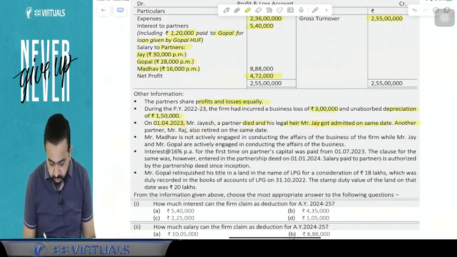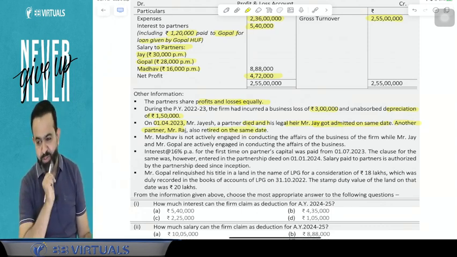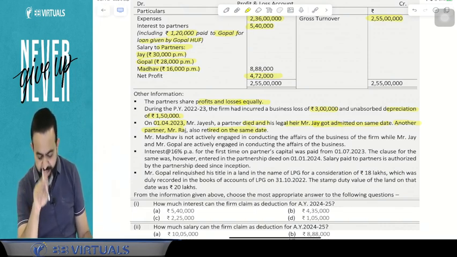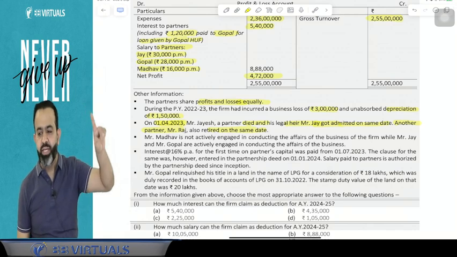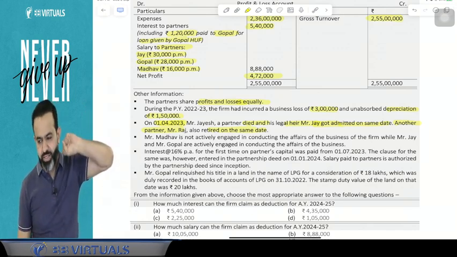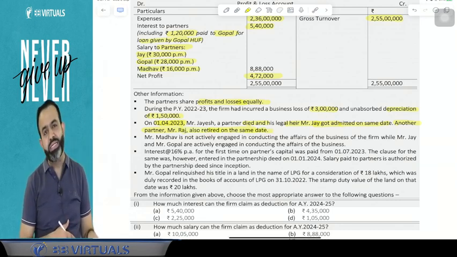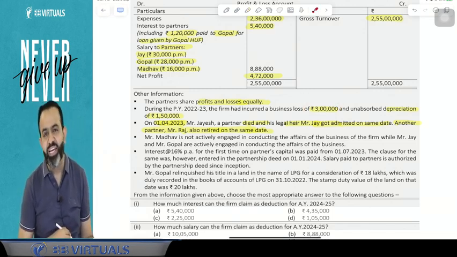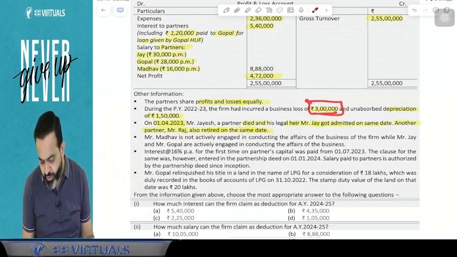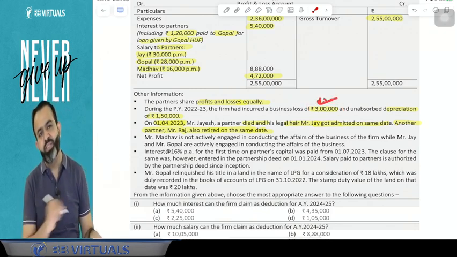Another partner, Mr. Raj, also retired on the same date. On the 1st April 2023, there was one more partner, Mr. Raj, and Raj got retired. So in simple words, last year Raj was a partner, but Raj retired on the 1st April 2023. So can I say that Raj's share in this particular loss is not allowed to be set off and carried forward? Raj's share in the loss of 3 lakh, because unabsorbed depreciation can be set off and carried forward, but this loss is not allowed to be set off and carried forward.